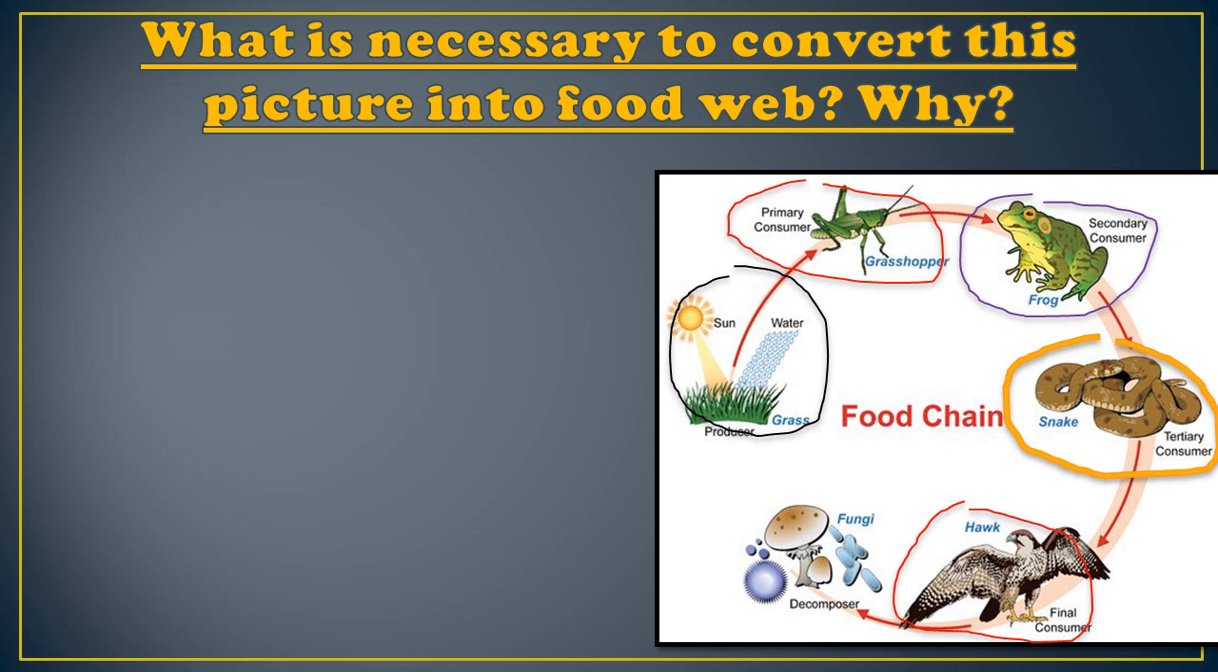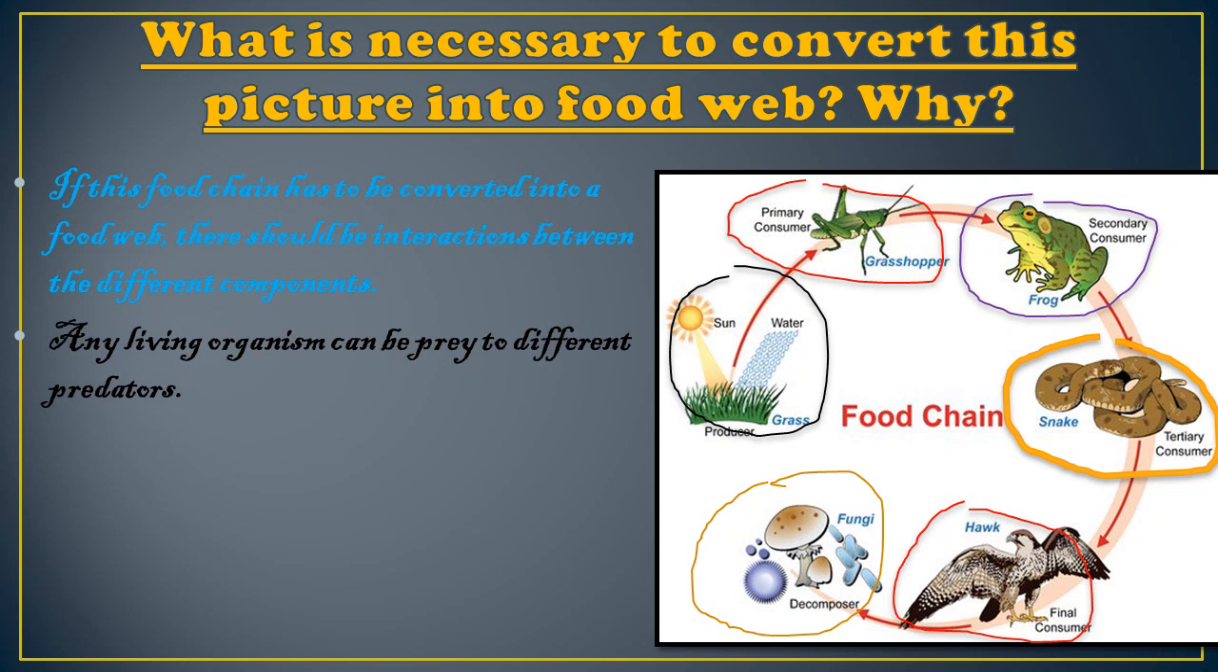Now let us answer the question: what is necessary to convert this food chain into a food web, and why? If the food chain has to be converted into a food web, then there should be interaction between the different components. The different components should interact with each other to convert the simple food chain into a food web. Any living organism can be prey to different predators. That means they are dependent on one another, like predators are dependent on the prey. And moreover, a predator can also be prey for another.